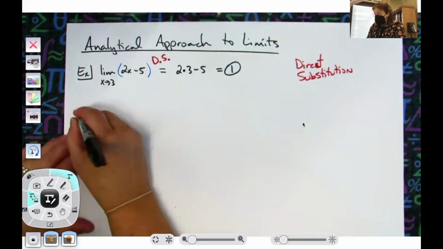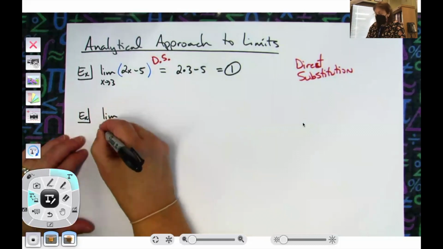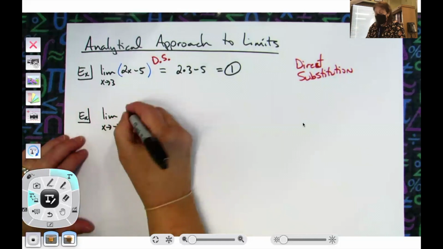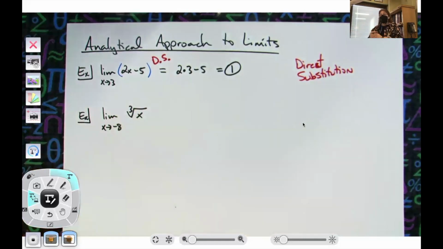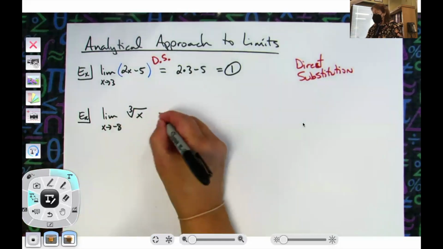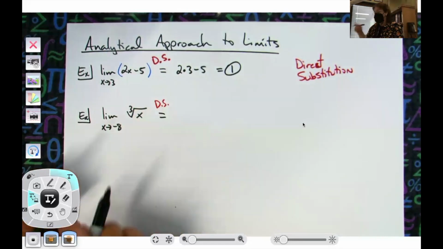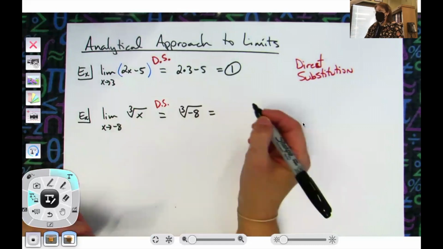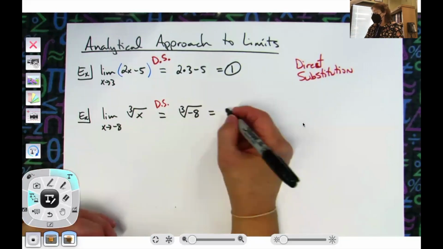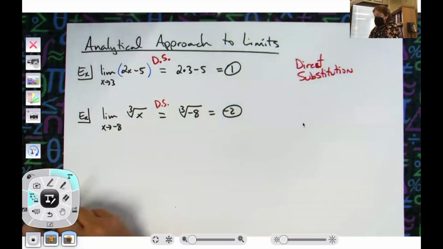Okay, so let's do the limit as x approaches -8 of the cube root of x. Again, direct substitution is one of the very first things we are always going to try. When I do that, I'm going to take the -8 and plug it in. The cube root of -8, we know that one because the numbers are small, is -2. I'm not trying to make the math hard here. I'm just trying to show you the algebra concept.